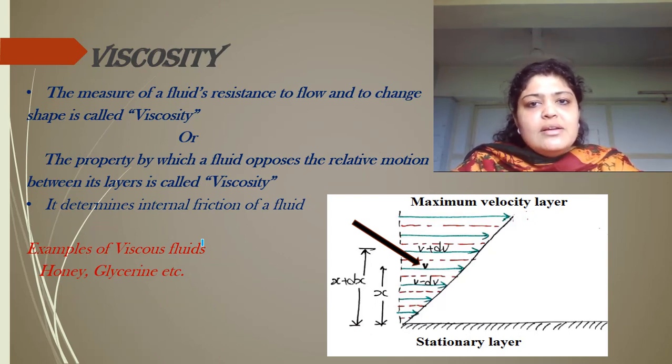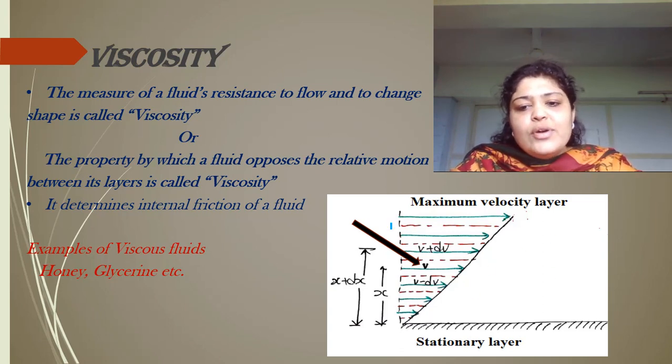In general, viscosity means the resistance of a fluid to motion, or you can say it is the property by which a fluid opposes the relative motion between its two layers. Now in the diagram, what I have shown is a liquid in the form of different layers. Just consider water. Say water is flowing in this direction. Water is flowing like this.